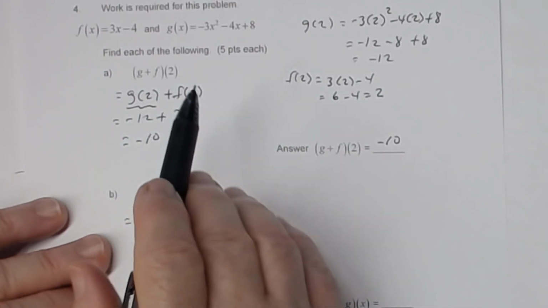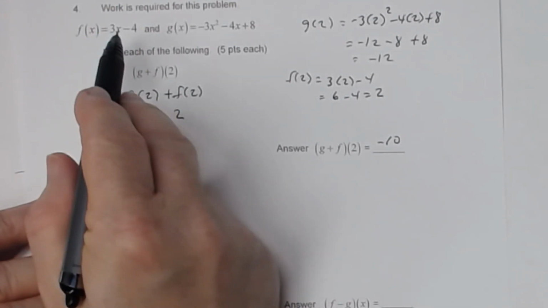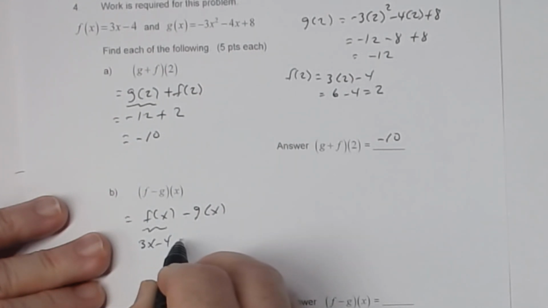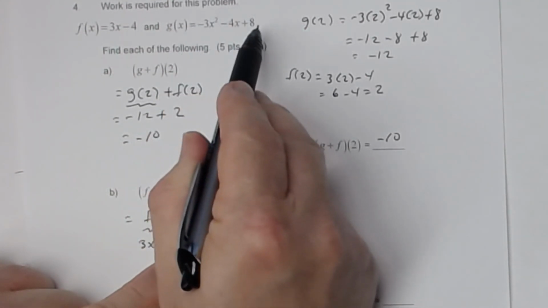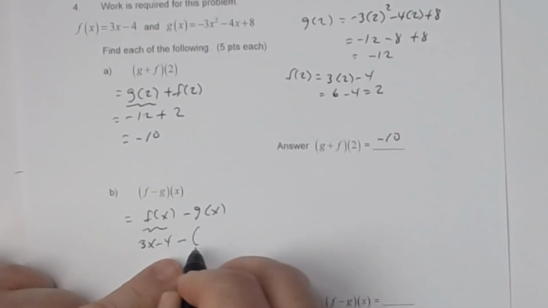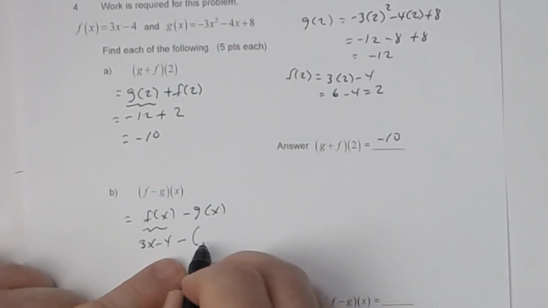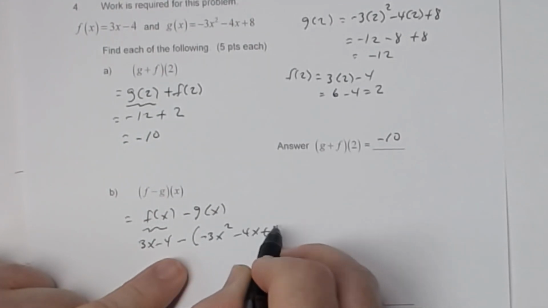F of x is this linear function, so I'm going to put that here. So f of x is this expression, 3x minus 4. I'm going to subtract, and remember that's subtraction, so you've got to be careful. I'm going to subtract g of x, which is this quadratic function here. So I'm going to put that in parentheses. So I'm going to subtract all of this. We talked about that earlier, about how important that parentheses is. So negative 3x squared minus 4x plus 8.